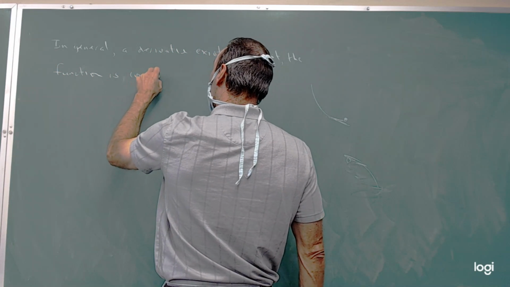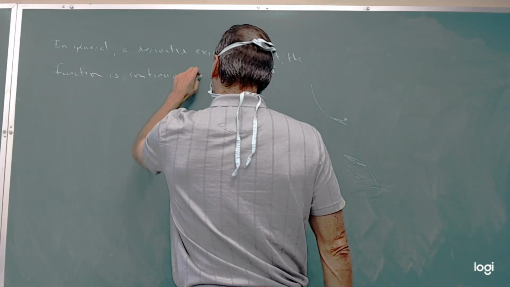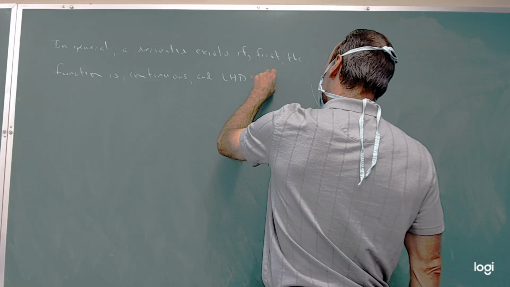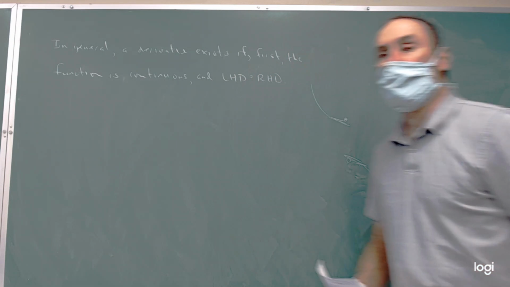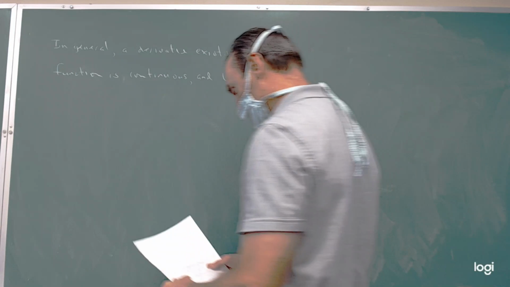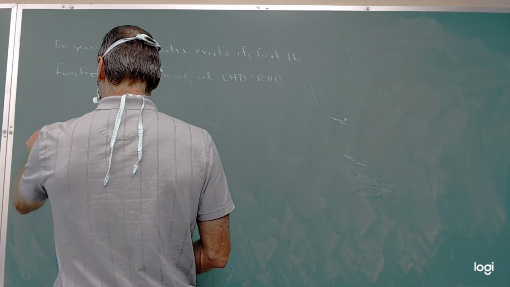So you'll always be looking for continuity. And we can say then the left-hand derivative equals the right-hand derivative. So that's what we're looking for for differentiability, for the derivative to exist. So let's look at a few of these.